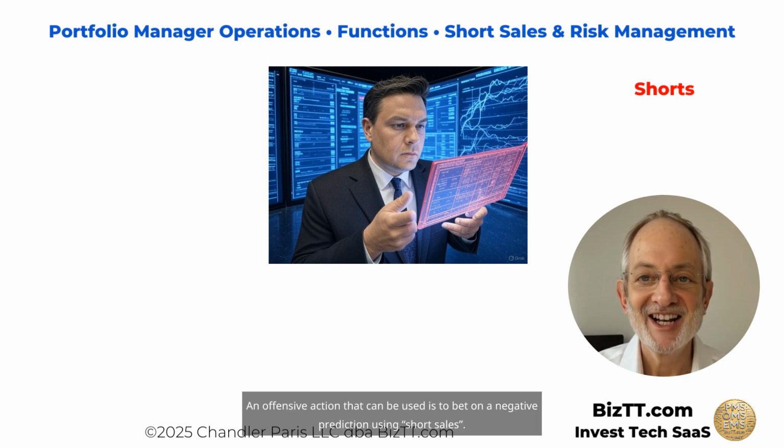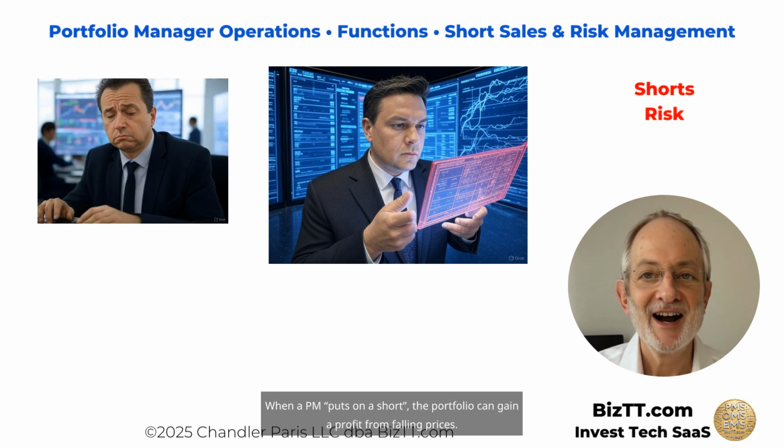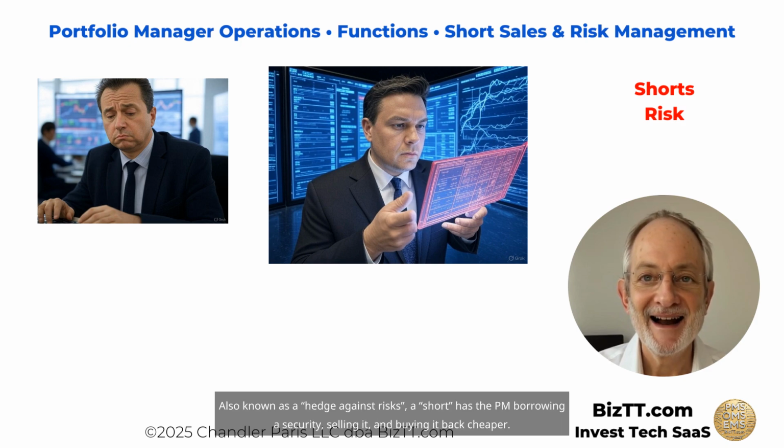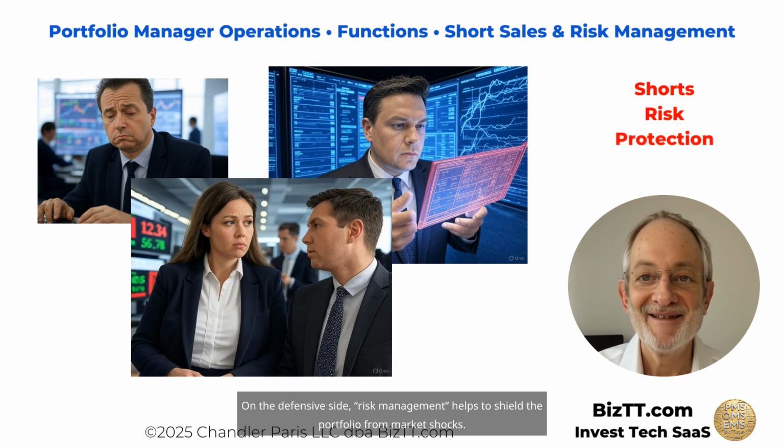An offensive action that can be used is to bet on a negative prediction using short sales. When a PM puts on a short, the portfolio can gain a profit from falling prices. Also known as a hedge against risks, a short has the PM borrowing a security, selling it, and buying it back cheaper. On the defensive side, risk management helps to shield the portfolio from market shocks.